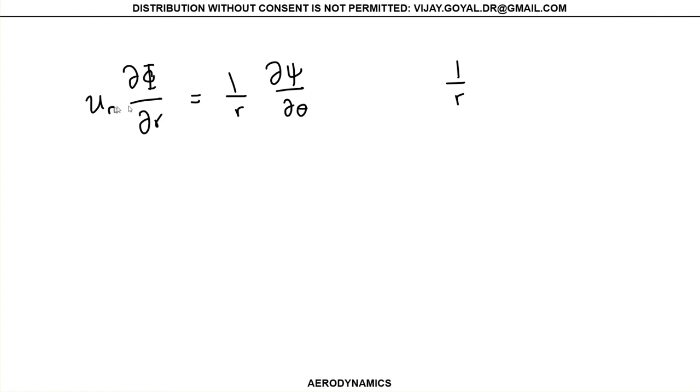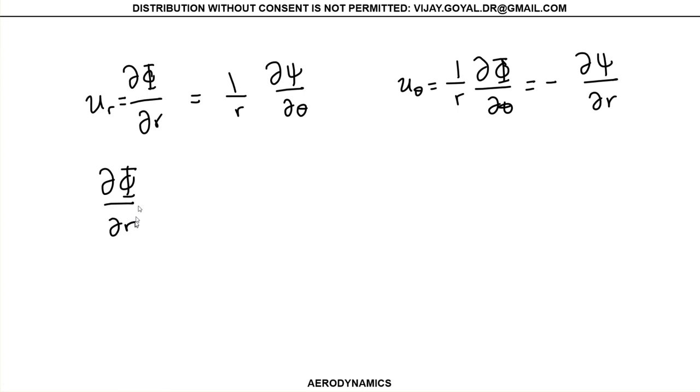So we know that your stream functions are given by partial of phi, partial of r, is equal to 1 over r, partial of psi, partial of theta. And we know that 1 over r, this is ur, this is u theta, is going to equal to partial of phi respect to theta. This will be minus partial of psi respect to r. So what we're going to do is we're going to take an equation and we will take the derivative of phi respect to r, and we're going to take the derivative of phi respect to theta.